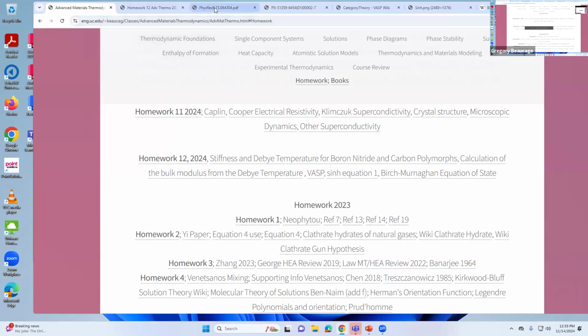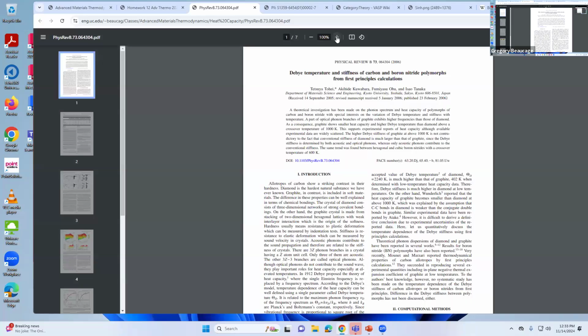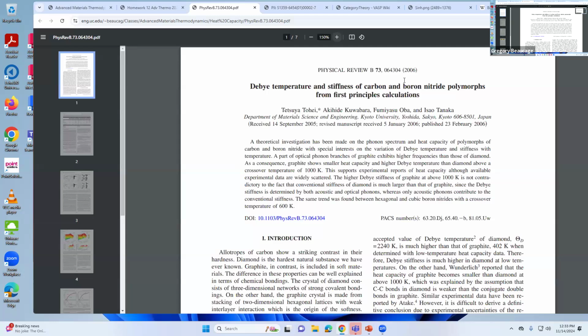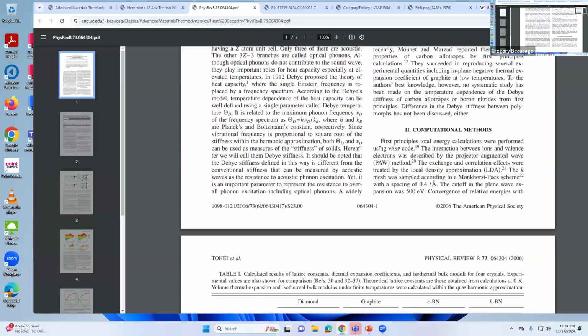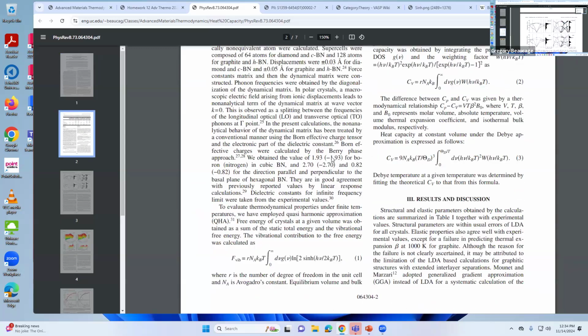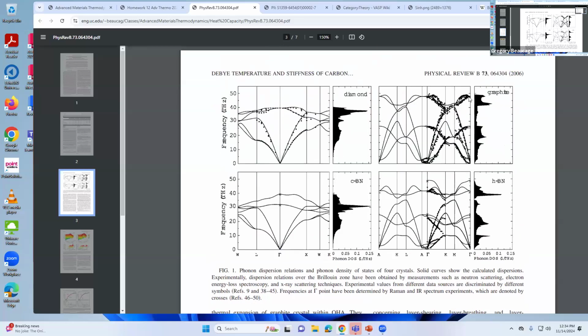So I want to go through this homework, with this paper. It's also kind of like last week was kind of an old paper too. This is 2006, but anyway, they're looking at carbon and boron nitride, and they both have this feature that you have graphitic carbon, that's the lower energy state, and then you have diamond, which is a diamond cubic structure.